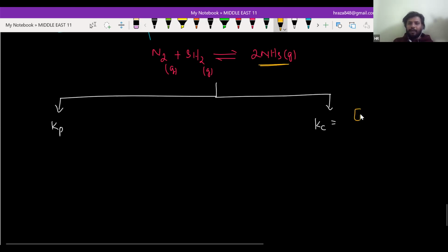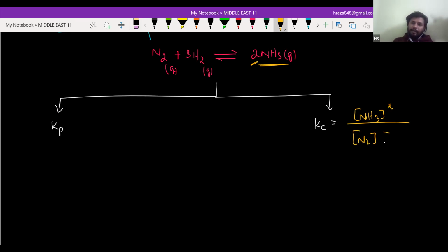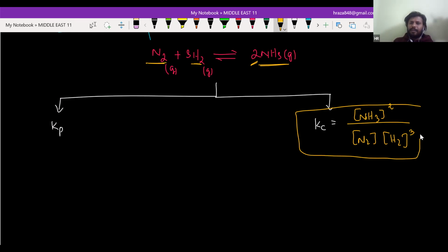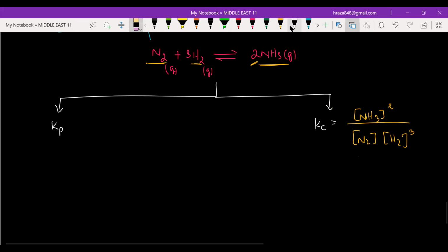So it will be NH3. Now you will see what the stoichiometric coefficient is: 2, so it will be squared, upon N2 and then H2. For N2, what is the stoichiometric coefficient? 1. So you don't need to write 1, or you can write it. And what is the stoichiometric coefficient of H2? This is 3. So this will be the Kc for this. Is this clear, everyone? Yes, sir. There is no problem in it.